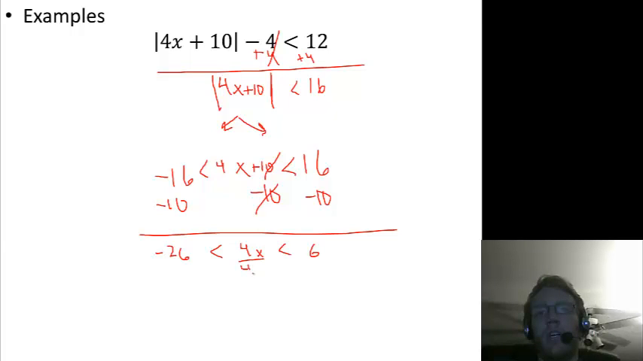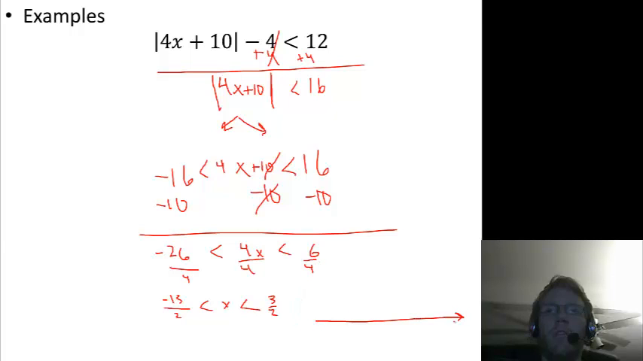So our last step here is to divide by 4, divide by 4, divide by 4. So 26 over 4 is negative 13 over 2 less than x less than 6 over 4 reduces to 3/2. And so on a number line, we can plot our solution. Put a box around it, that's our answer.